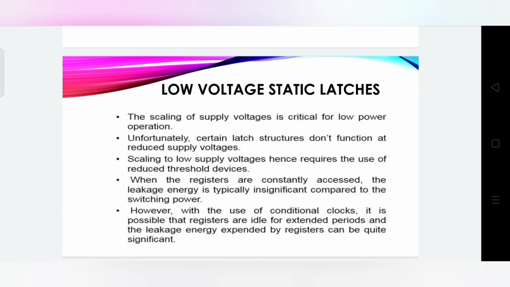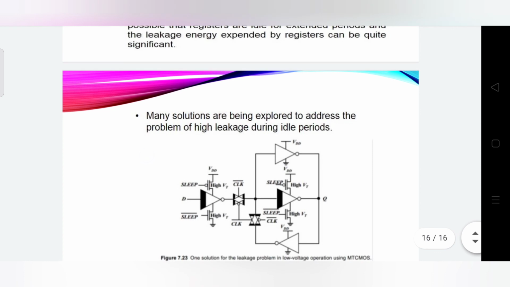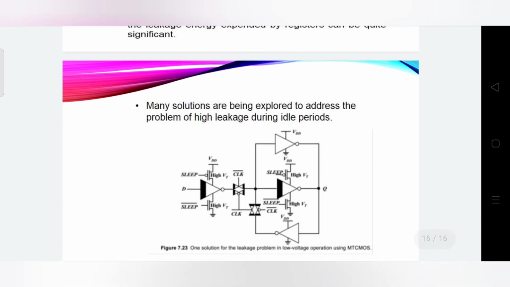One approach for this involves the use of multi-threshold devices. Only the negative latch is shown in the figure. The shaded inverters and the transmission gate are implemented in low threshold devices. The low threshold inverters are gated using high threshold devices to eliminate leakage.